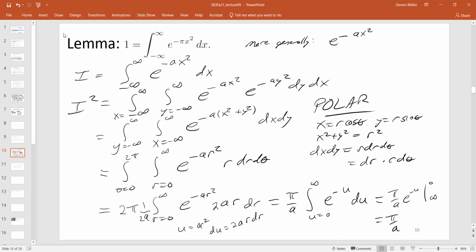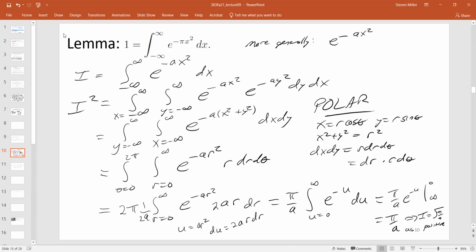Well, this is what I squared is. So can you figure out what I is if you know that I squared is pi over a? So what would I be? Good. The integrand is positive, so we know it has to be the positive root. Therefore, I equals the square root of pi over a.